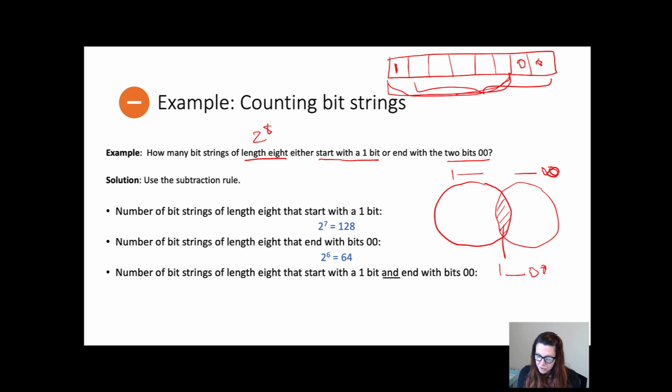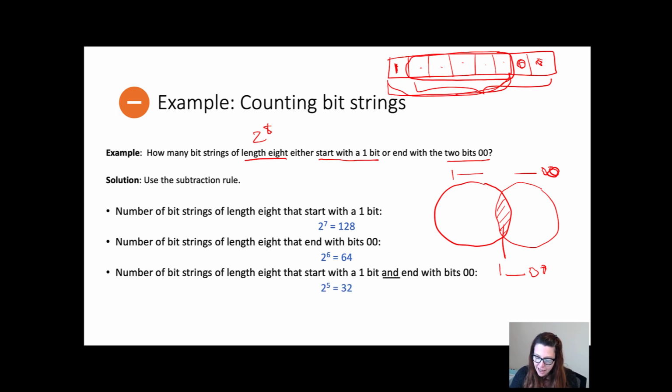So the number of bits of length 8 that start with a 1 and end with a 00. So I'm fixing the 1, I'm fixing the 00, and now I only have to make choices in here. I'm making choices the whole time, but I'm saying the first one's going to be a 1. There's one choice. So what do I have for this? 1, 2, 3, 4, 5 choices I'm making. So I have 2 to the 5th.